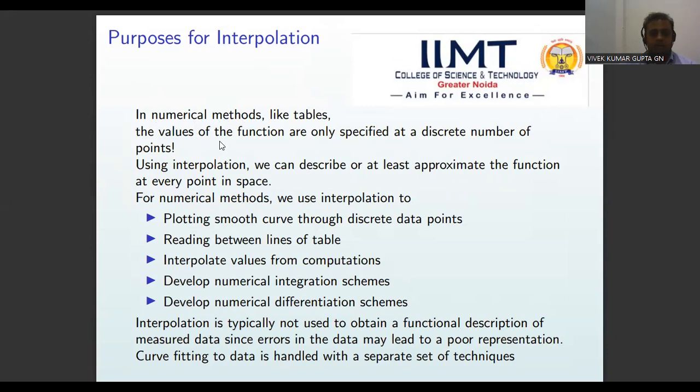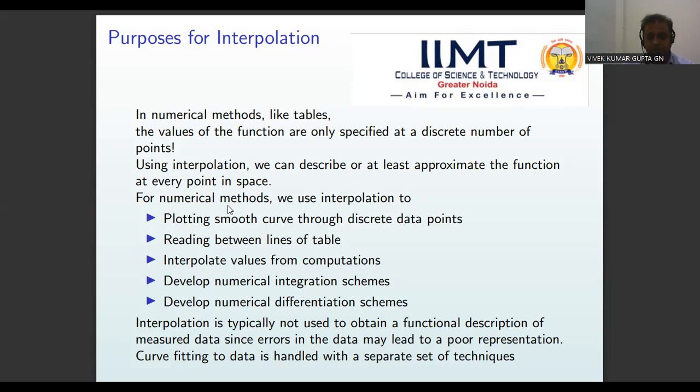In numerical methods like tables, the values of the function are only specified at a discrete number of points. A discrete number of points means points which are countable, not in the form of intervals like 2005 to 2010. In the category-wise form, like 2005 data, we have been given 6, 7. That is defined as a discrete number of points. Using interpolation, we can describe, or at least approximate, the function at every point in this space.